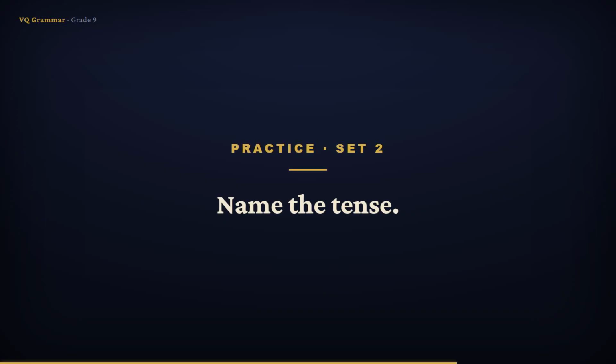Here's the second set. Same idea, a few new twists. Name the tense of the bold verb in each sentence. Remember, name the base time, then check for a form of have. Pause and try each before I answer.